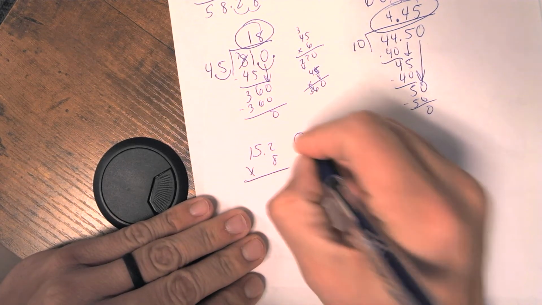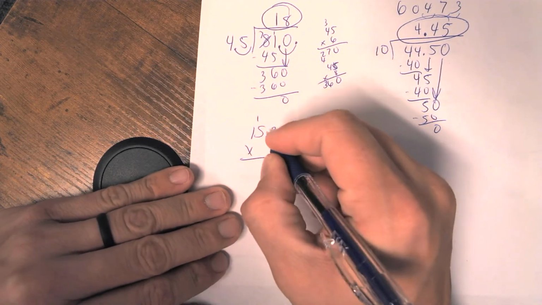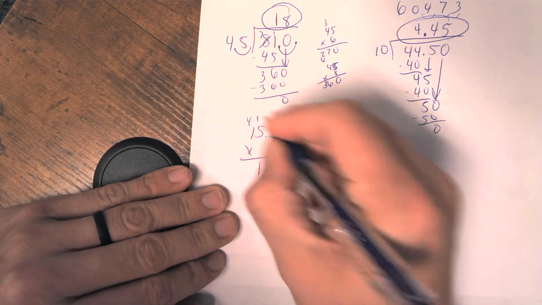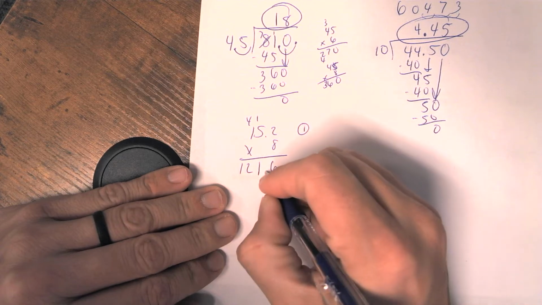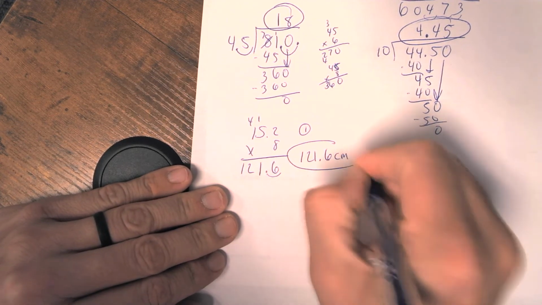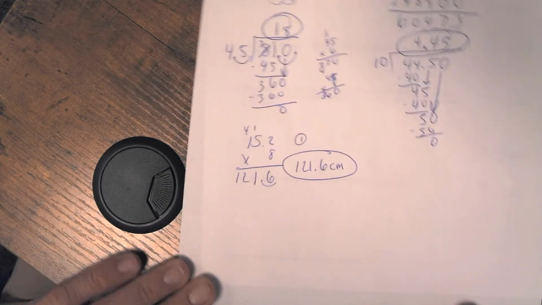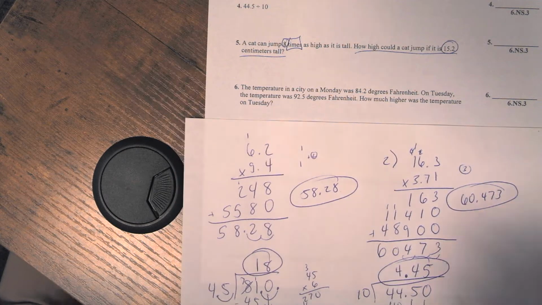So at the end, we got to move it 1 time. So 8 times 2 is 16. 40 plus 1 is 41. And then 12. So we move it once. 121 6/10 centimeters. 121.6 centimeters. Do not forget to label, because that's a real life problem.